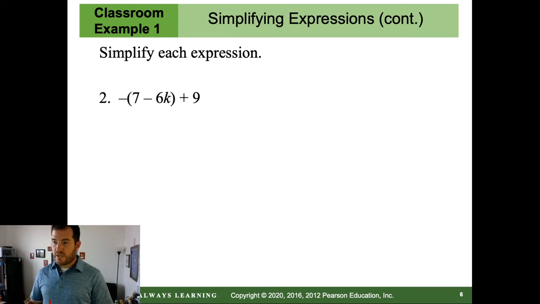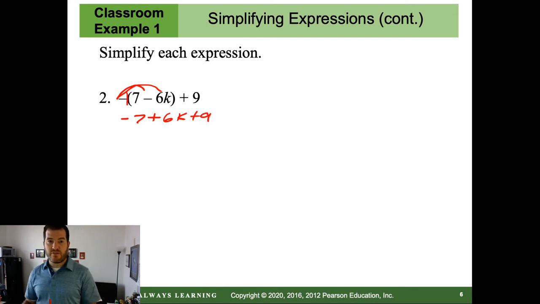Okay, so I think we're going to distribute the negative to there and to there. Now be careful: negative 1, there's technically a 1 here. Negative 1 times 7 is negative 7. And then a negative times a negative, remember, becomes a positive 6k. And then you have a plus 9. So I'm okay if you leave it there. That's all I asked you to do. And we'll talk about what it truly means to simplify here.